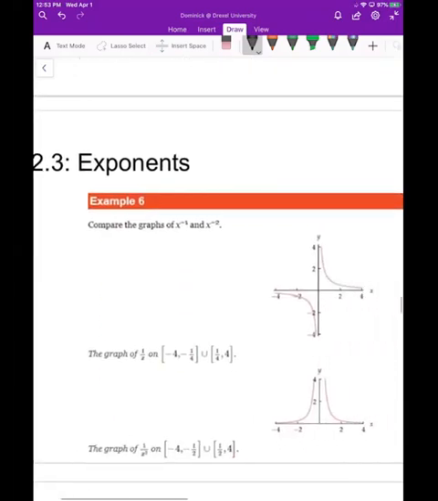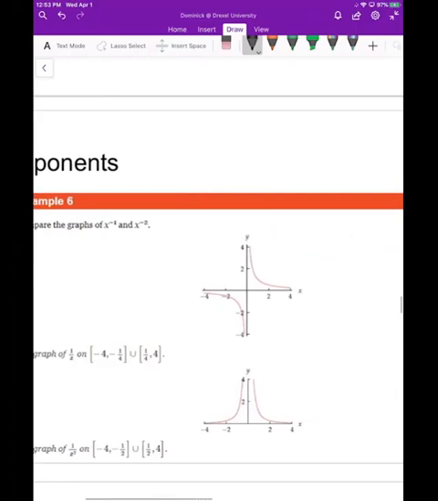Okay. Now, for example, I want to look at the two graphs. This first graph is x to the negative 1, and this graph is x to the negative 2. Now, why is this one positive and negative, but this one is just positive? Here's why. Because x to the negative 1 we can write as 1 over x to the first, or just 1 over x. Now, this can, of course, be negative, right?